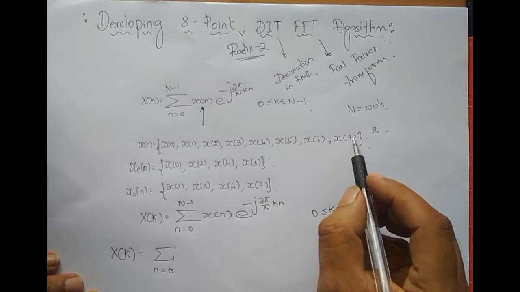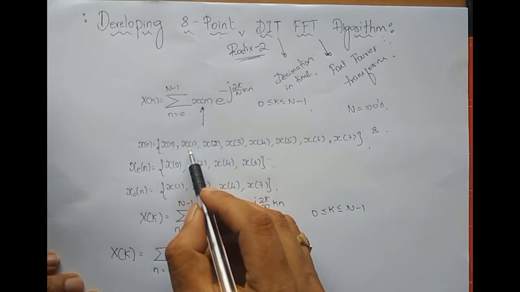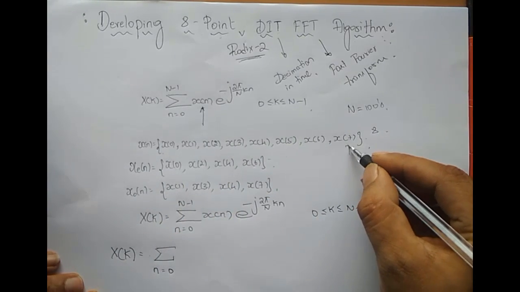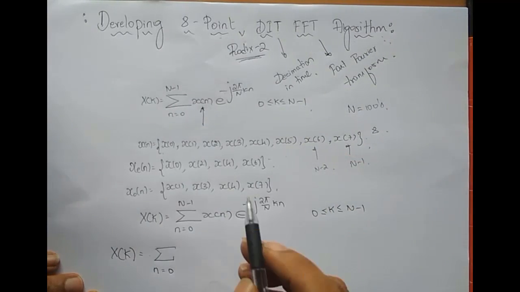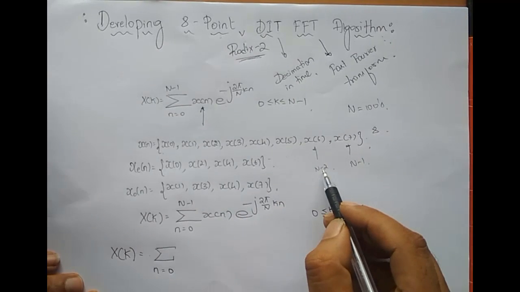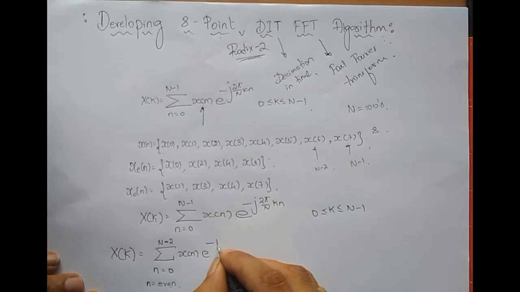6. But in terms of capital N, what is 6? This is 0, this is 1, and so on. What is the last sample? The last sample is N minus 1. What is the last but one sample? It is N minus 2. So instead of writing 6, I'll write N minus 2, and n takes only even values. So n varies from 0 to N minus 2 of x of n e power minus j 2 pi by N into kn.